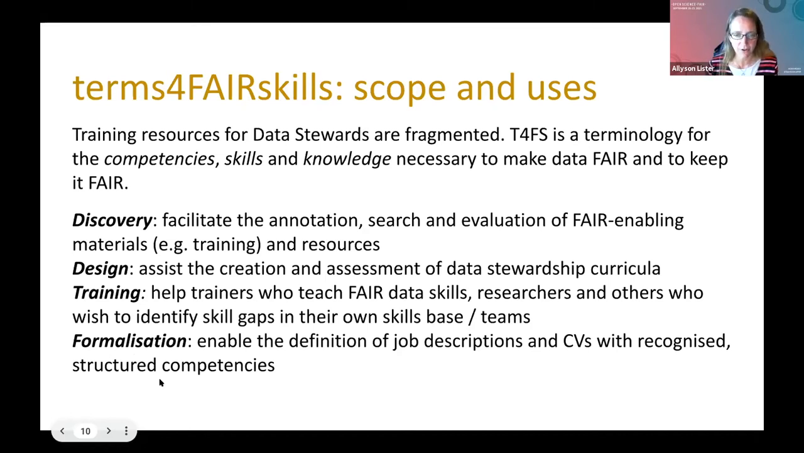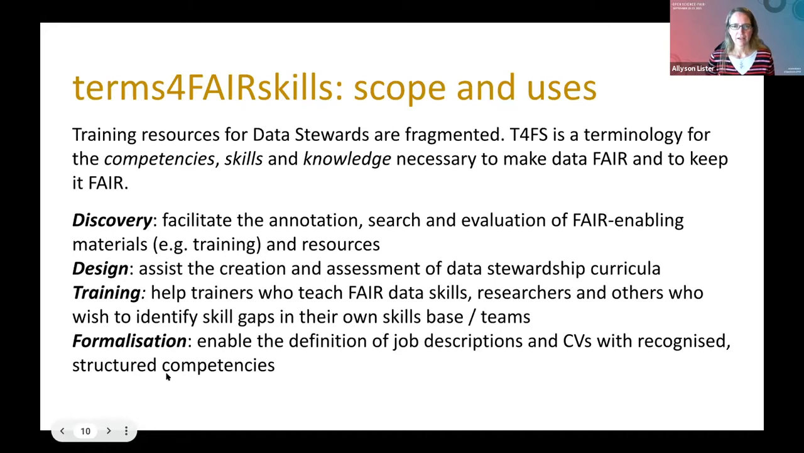and discovery of training resources. So you can facilitate the annotation, the search, and the evaluation of FAIR-enabling materials. You can search for these training materials and other training resources. You can also help design data stewardship curricula. You can train using Terms for FAIR Skills. You can help trainers who teach FAIR data skills, help researchers, and help others who wish to identify skill gaps in their own skill base.